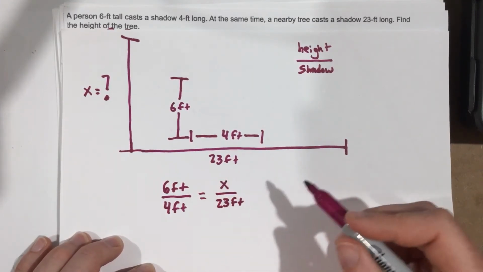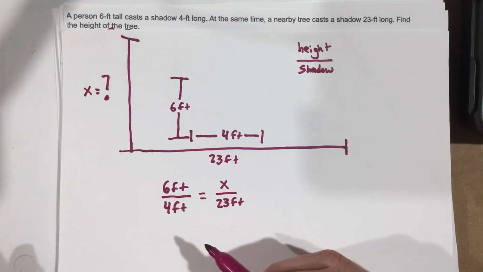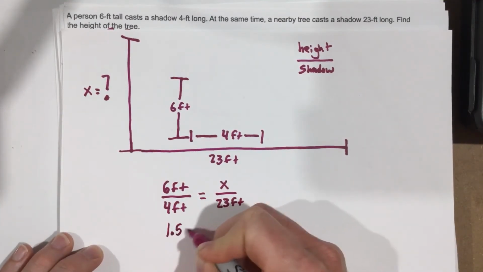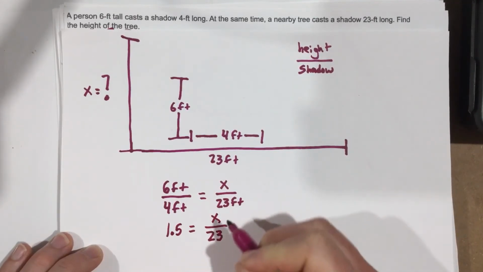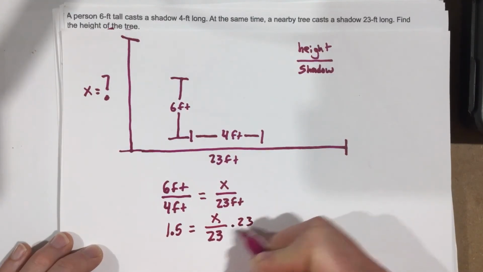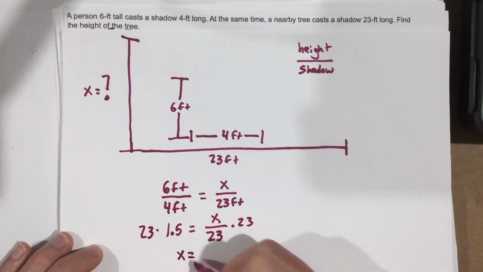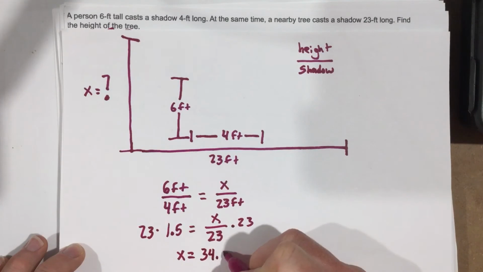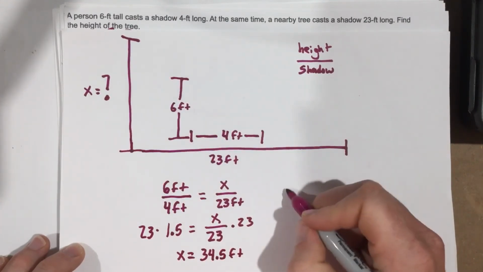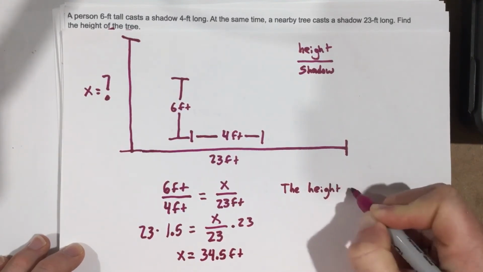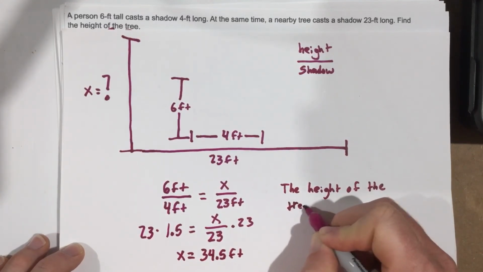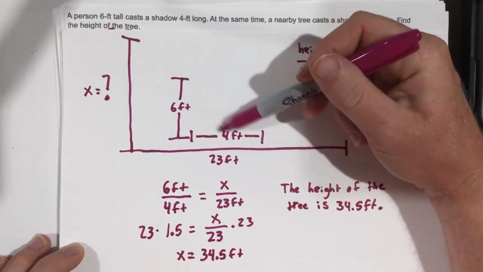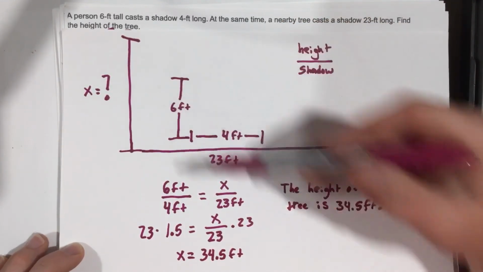Let's do 6 divided by 4. 6 divided by 4 I know is 1.5. So we can say 1.5 equals X over 23. We're going to multiply by 23 to the other side. And so we end up with X equals 23 times 1.5, which is 34.5 feet. Now remember, X is the height of the tree, so we can say the height of the tree is 34.5 feet. And we used the ratio for the height of the person and their shadow to figure out the height of the tree, because we know that the angle from the sun is going to be the same.